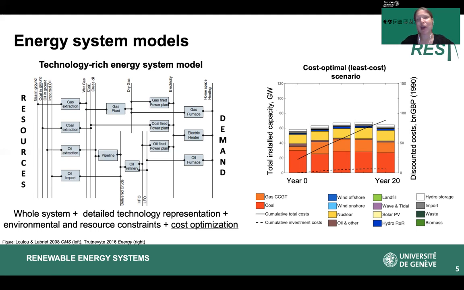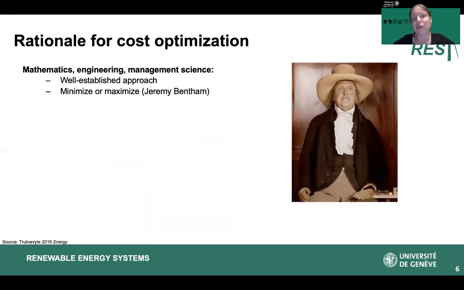Now, the question here is, why do we cost optimize at all? And if we look back, it's actually ever since we invented the concept of a mathematical ability to cost optimize in the early 1900s. It became a well-established approach in mathematics, and in management science and so on.